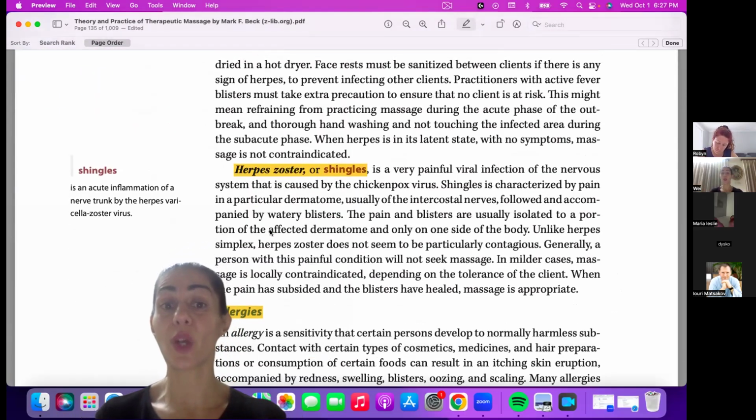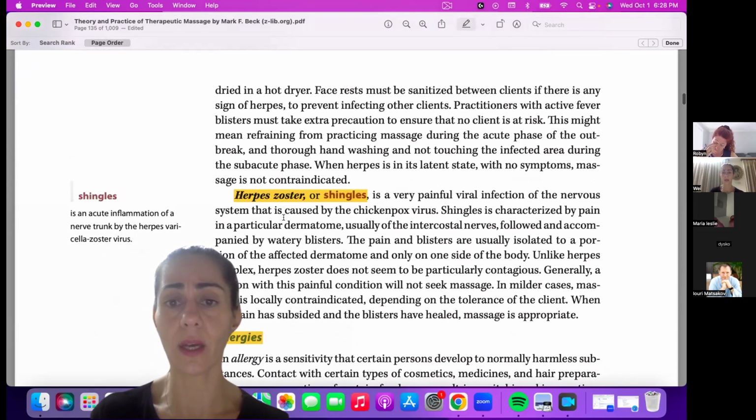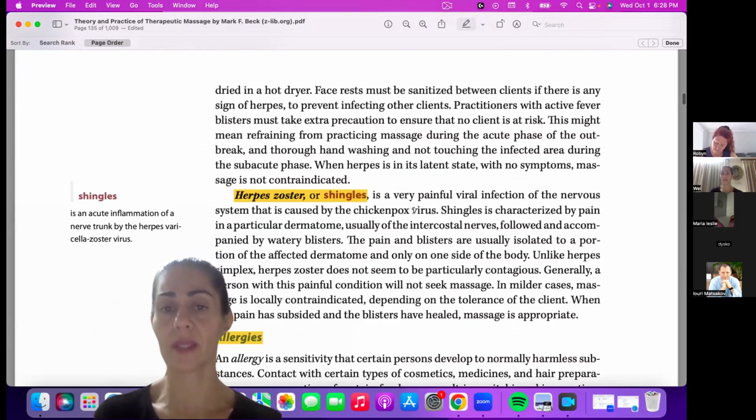But you've heard of herpes zoster, which is shingles. Shingles is a very painful viral infection. All of these are viral, by the way. All the herpes is viral, and shingles is caused by the chickenpox virus.